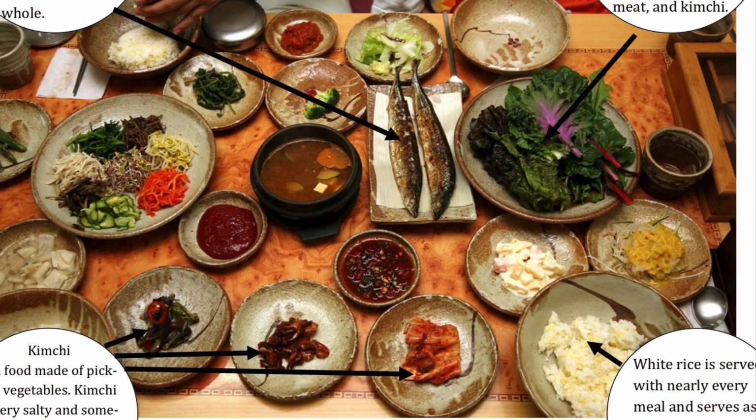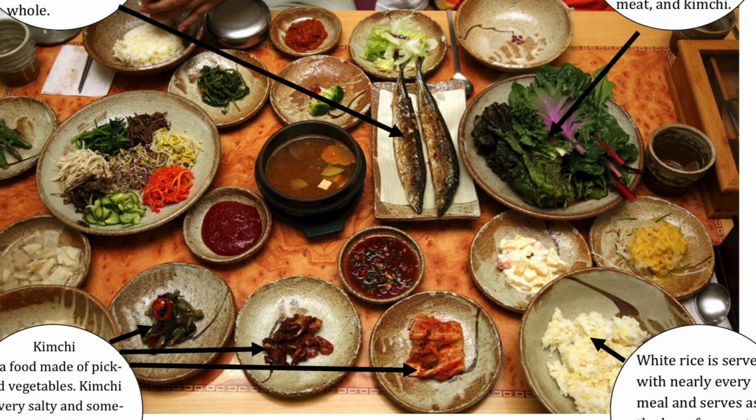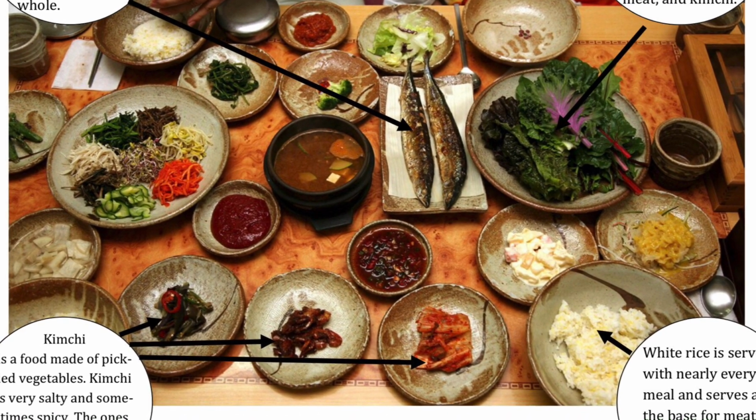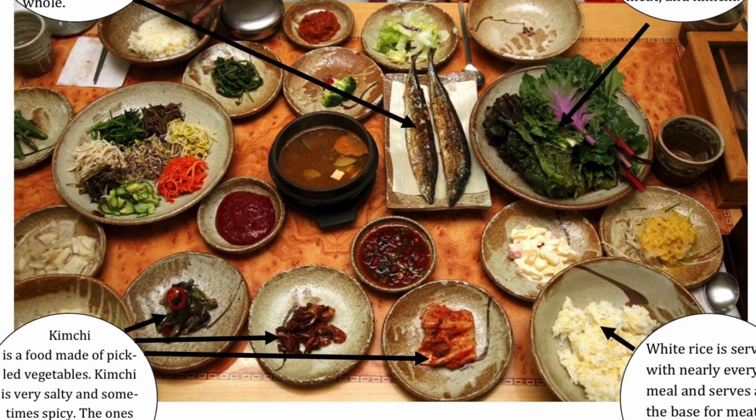As we look closer at what the family is eating, what do you notice about the type of food in the pictures and the way it is served? How is it different or similar to foods we eat and the way we eat?